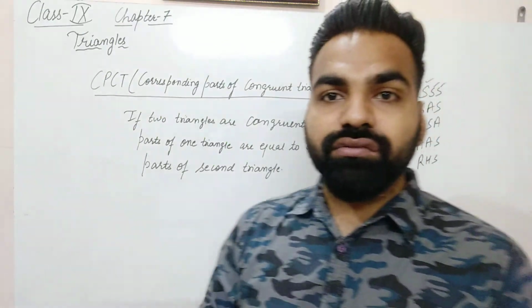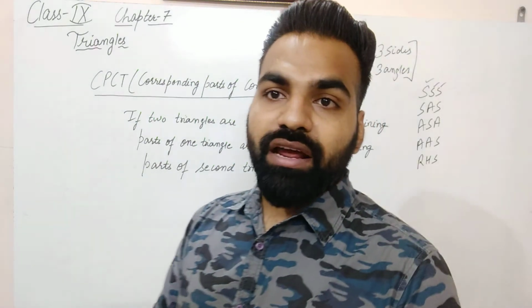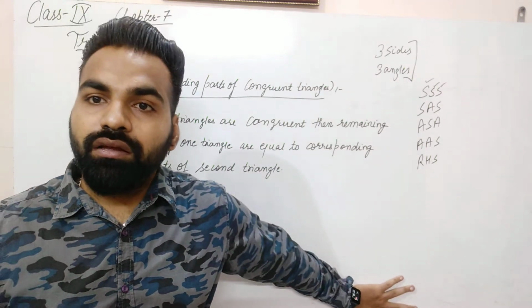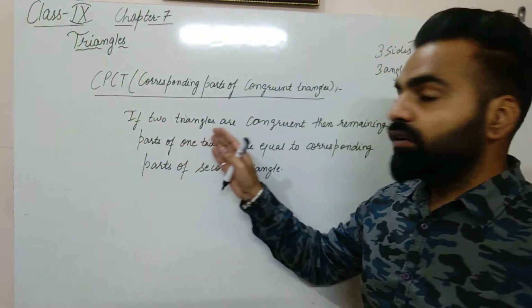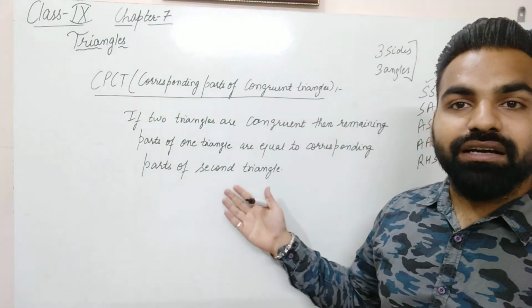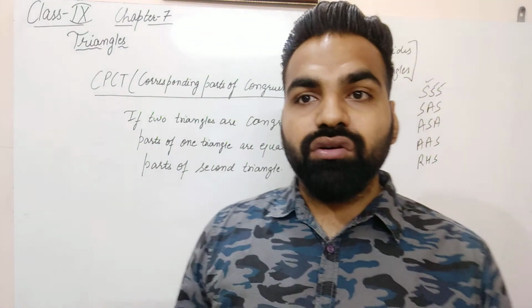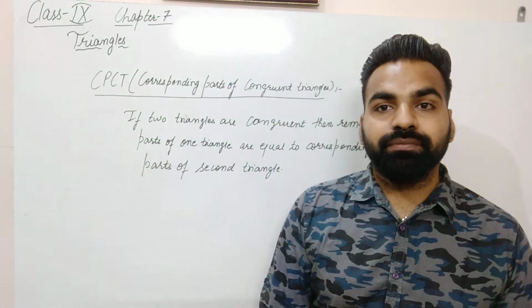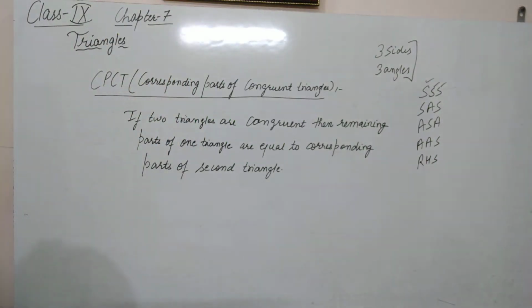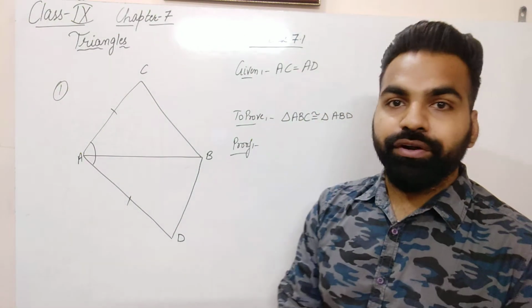So what about the rest of the 3 parts? Since there are total 6 parts here, once we have proved triangles congruent, then we can equate the remaining parts of the two triangles. So this rule states that if two triangles are congruent, we have proved that the triangles are congruent, then the remaining parts, 3 parts are already equal, the remaining 3 parts will be also equal according to this rule, that is CPCT. So this was theoretical part for exercise 7.1. Now we will start exercise. So let's see question number 1 of exercise 7.1.